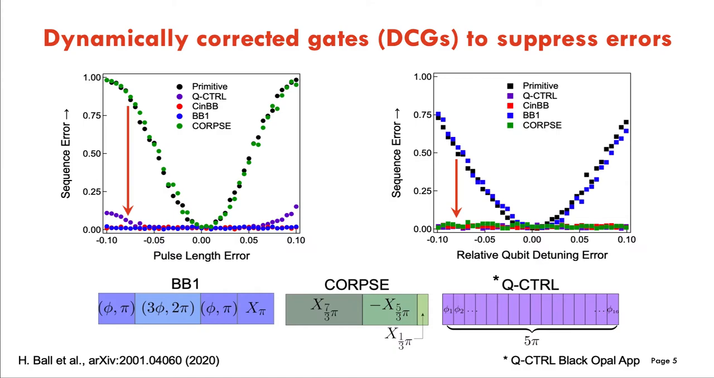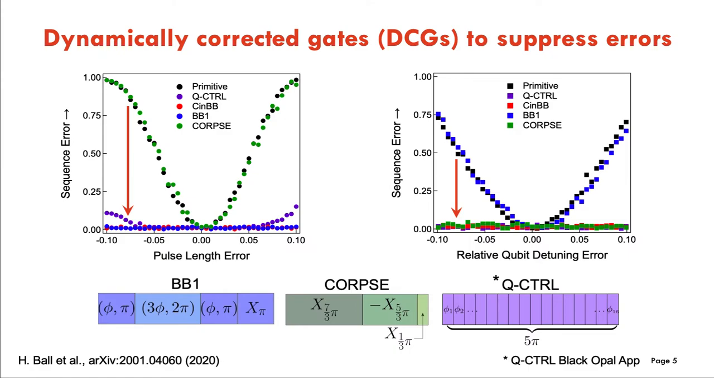Here I've demonstrated this by engineering noise on a single qubit and using 5 different gate constructions. Performing 10 pi rotations, we scan either the pulse length to induce an over-rotation error or the qubit detuning to induce an off-resonance error. In both cases, a higher measurement on these graphs corresponds to a larger sequence error. The primitive gate has minimal robustness in both quadratures.